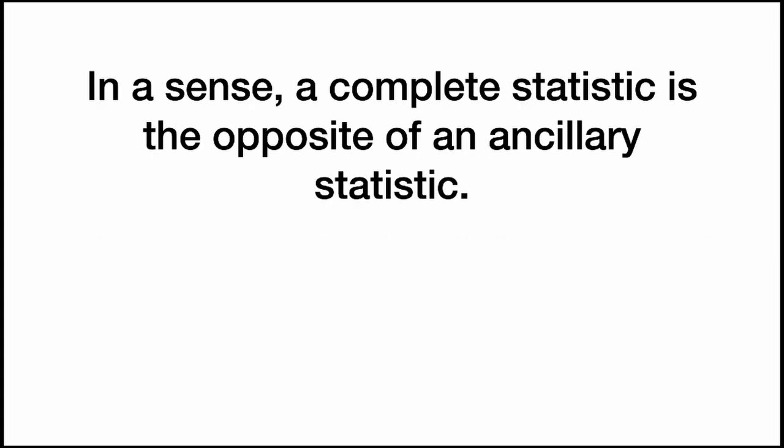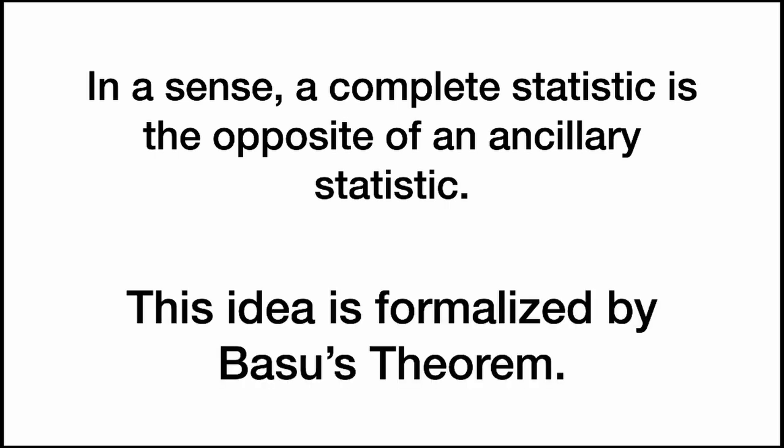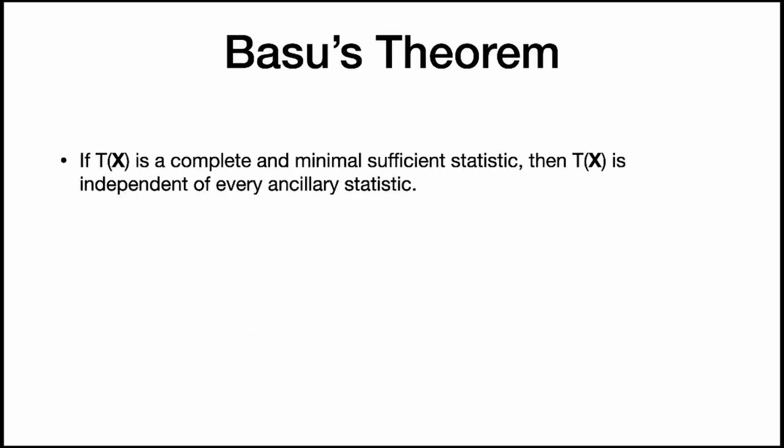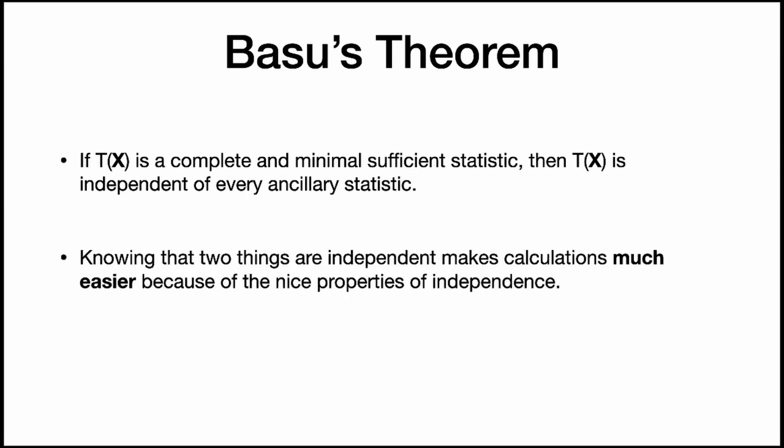So in a sense, a complete statistic is the opposite of an ancillary statistic, and this idea is formalized by Basu's theorem. Basu's theorem states that if t is a complete and minimal sufficient statistic, then t of x is independent of every ancillary statistic. So t being complete and minimal sufficient means that it contains no extraneous information about our parameter, so much so that if we have an ancillary statistic that is independent of the parameter, t is independent of that ancillary statistic. And knowing that two things like this are independent makes a lot of calculations much easier because of the nice properties of independence.